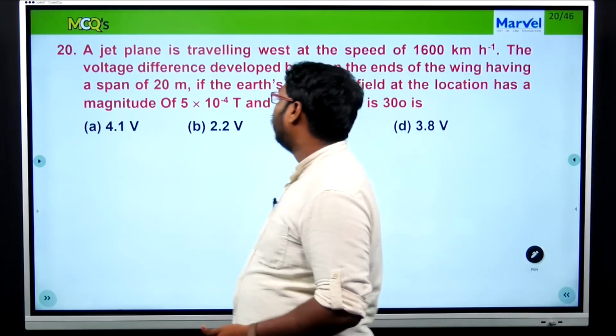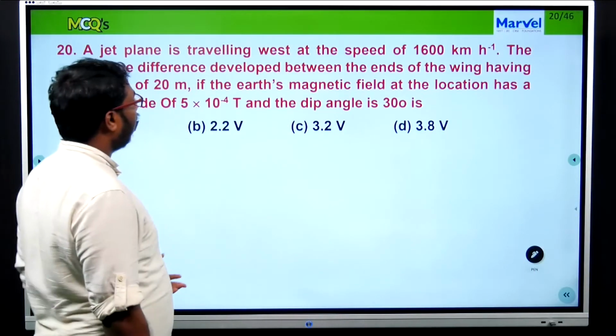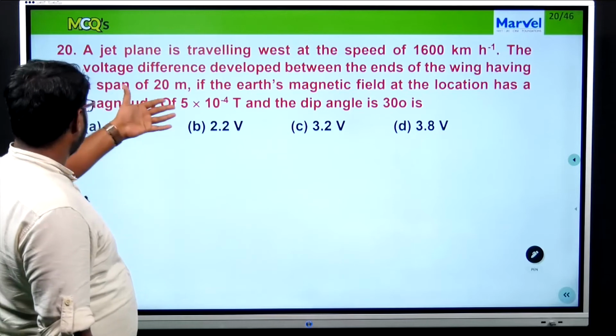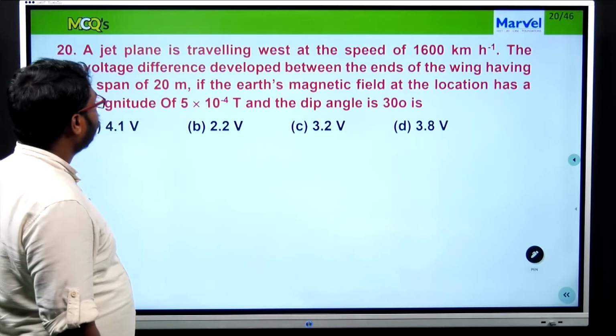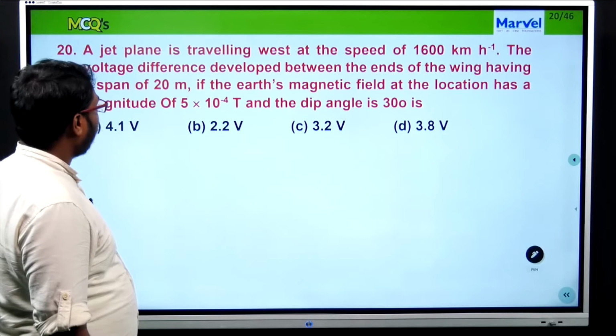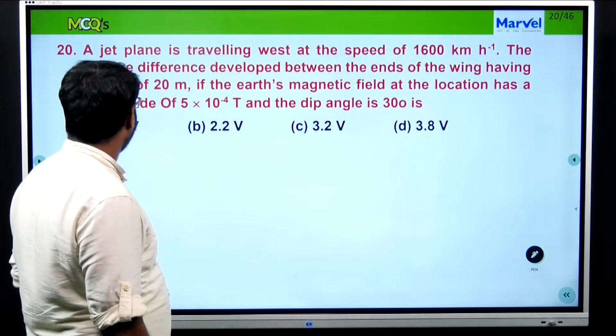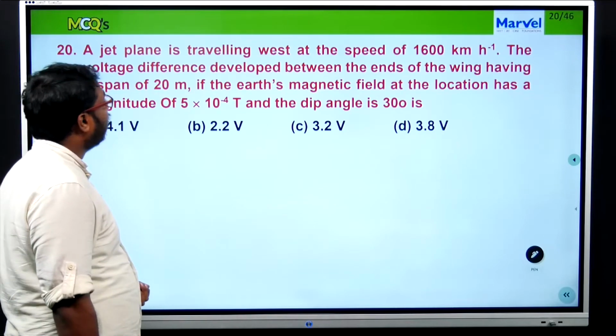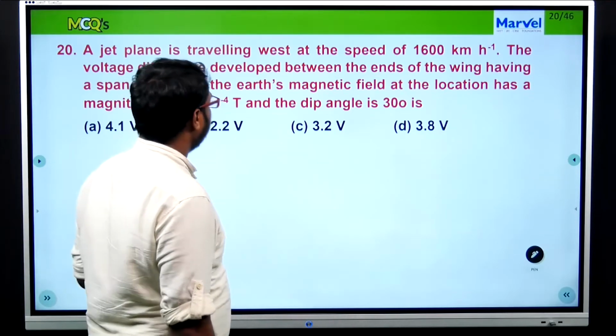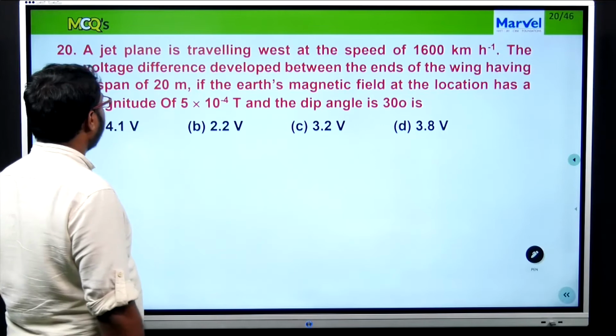You see, here we have a jet plane traveling west at a speed of 1600 kilometers per hour. The voltage difference developed between the ends of the wing having a span of 20 meter.